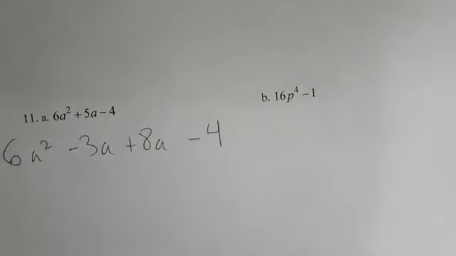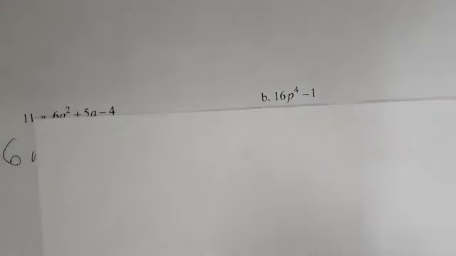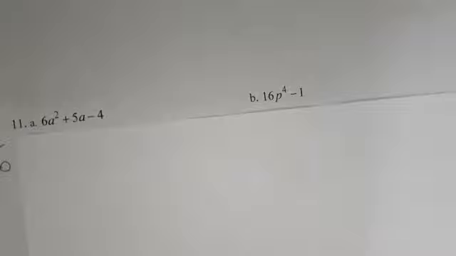Now we're looking at 16p to the 4th minus 1. So we're looking at this. Is there anything in common I can take out? If I look at 1 and 16, there's obviously no common factor between 1 and any other number, right? So we get down to 1, it's going to be just 1.